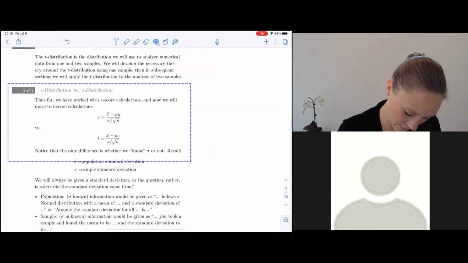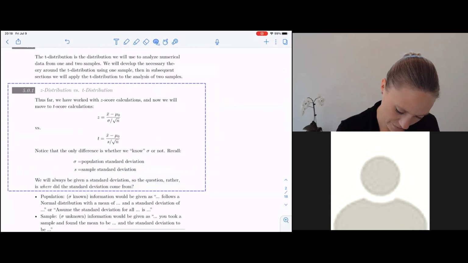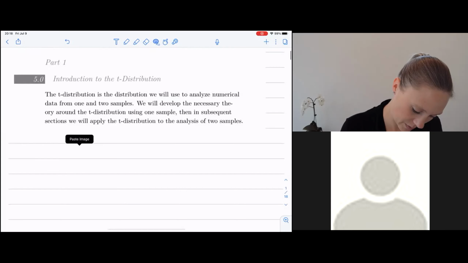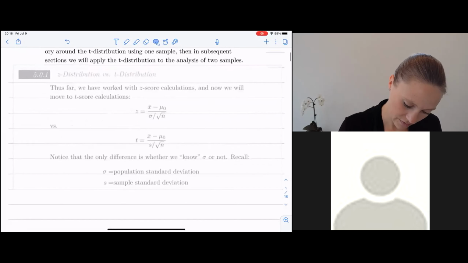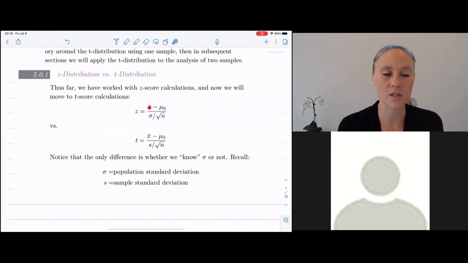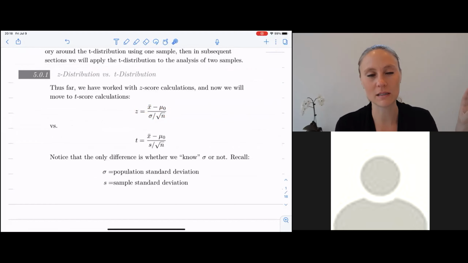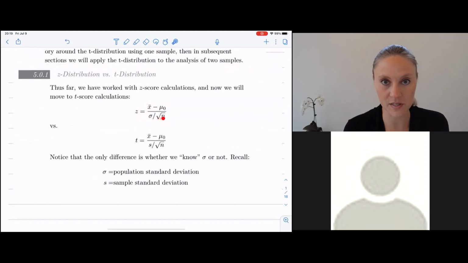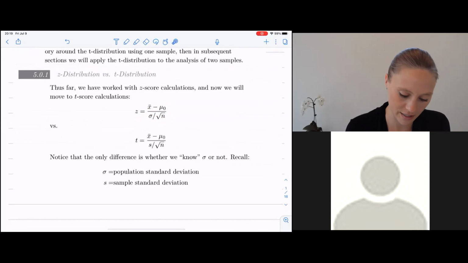Well, first let's do a little compare and contrast here. So we've talked about the Z distribution. We used the Z distribution in chapter 3 and then in chapter 4, but now we're going to leave it kind of behind and then we get to use it again in chapter 6, but in a different context. So we will use the Z distribution, but we're going to leave this version of the Z distribution behind.